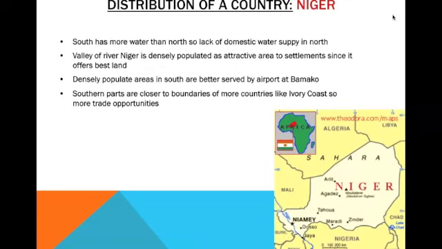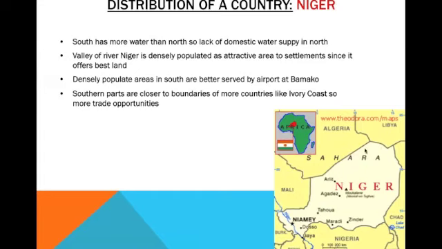So, distribution of a country. Niger. Let's look at Niger. As you can see here, the north does not have a river, but the south does. Sorry. The south has a river, so it has more water than the north. So in the north, there's a lack of domestic water supply.